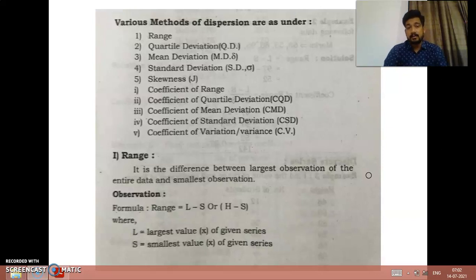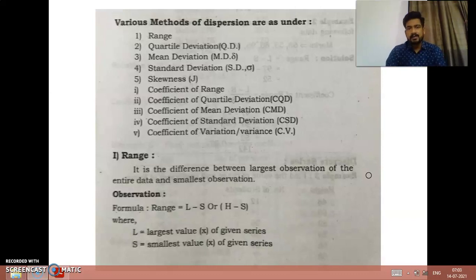So again I'm going to repeat that there are 5 methods of dispersion as we have here: range, quartile deviation, mean deviation, standard deviation and skewness. Again, the same have their own coefficients: coefficient of range, coefficient of QD, coefficient of MD, coefficient of SD and skewness. Okay, coefficient of variation or variance. Now the first thing that we are going to start in this first lecture of unit number 2 is range.